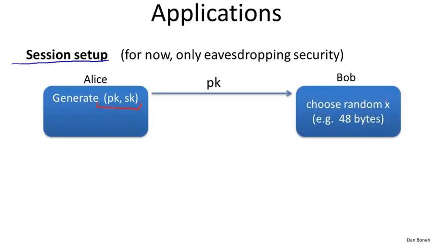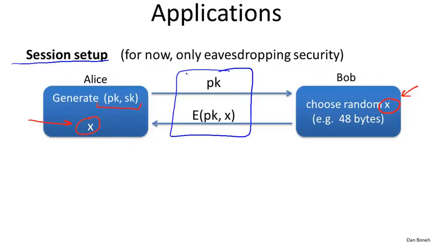Bob would generate a random X, which is going to serve as their shared secret. And then he sends X encrypted to Alice, encrypted under her public key. Alice can decrypt, recover X, and now both of them have this shared secret X, which they can use to communicate securely with one another. The attacker, of course, all he gets to see is just the public key and the encryption of X under the public key, from which he should not be able to get any information about X. And we're going to define that more precisely to understand what it means to not be able to learn anything about X.